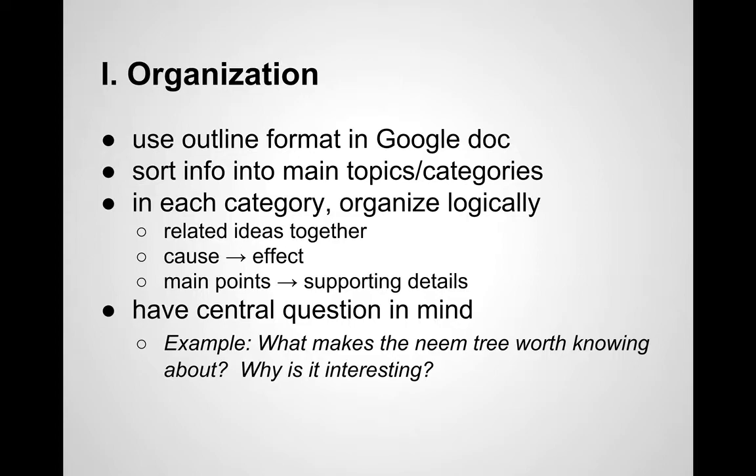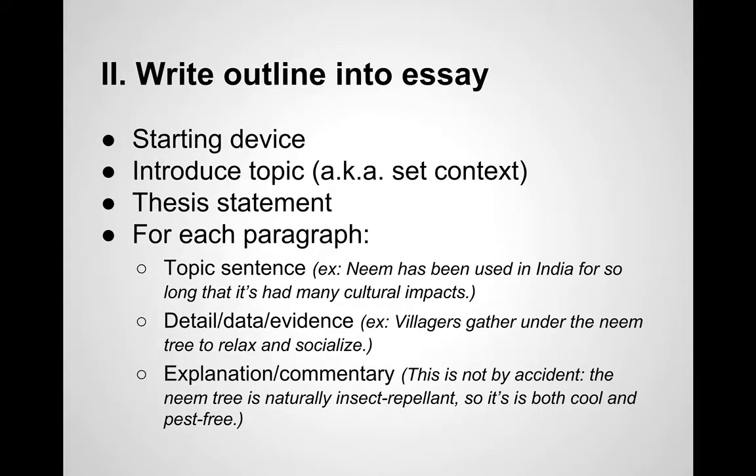Or maybe there's a cause and effect relationship among different details that you'd want to put in logical order. Or maybe there are main points that you have supporting details for that you could then use to help build upon the main point and make it really powerful. Always have a central question in mind. The central question for me, and it should be for you, is what makes your plant worth knowing about? Why is it interesting? Then you're going to write the outline into an essay, and that's what we'll work on here.